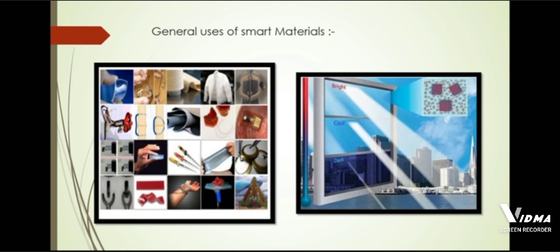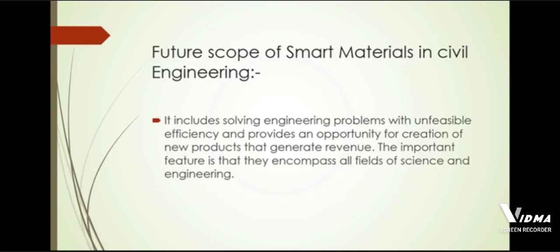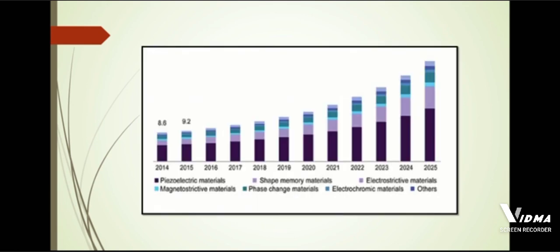General uses of smart materials and future scope: smart fabric, smart aircraft, sporting goods, smart dust, reducing vibration, helicopter blades, robotics, medical surgery, security. Future scope of smart materials in civil engineering includes solving engineering problems with unfeasible efficiency and provides an opportunity for creation of new products that generate revenue. The important feature is that they encompass all fields of science and engineering.